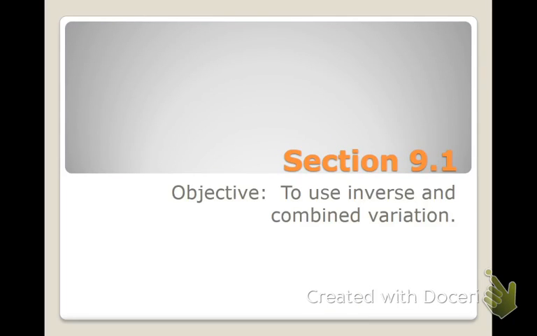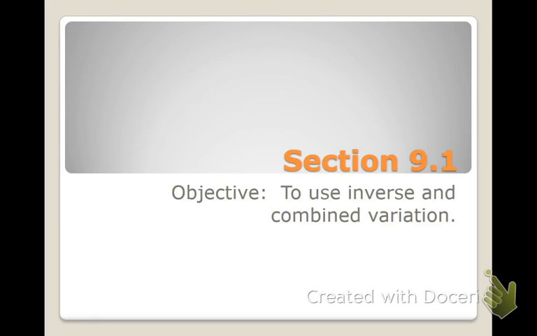All right, today we are starting our last new chapter of Algebra 2. This is it? This is our last chapter, chapter 9. Well, I think we do a small trig unit at the end if we have time. But this is our last book chapter that we're doing. All right, today we are going to use inverse and combined variation.